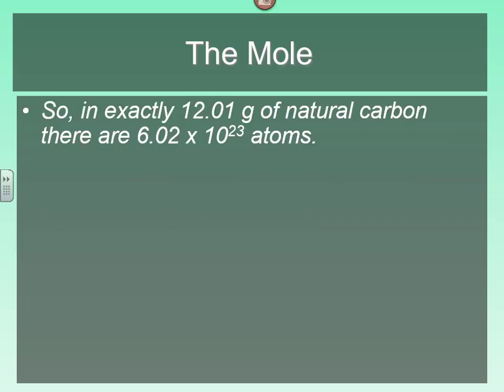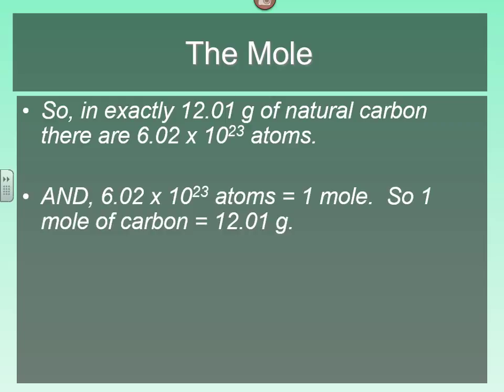So, in exactly 12.01 grams of natural carbon, there are 6.02 times 10 to the 23rd atoms. And we know that 6.02 times 10 to the 23rd atoms is equal to 1 mole. So 1 mole of carbon is equal to 12.01 grams. See how all of these things are equivalent to each other? All of these things are equal.